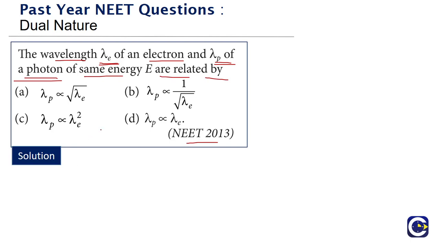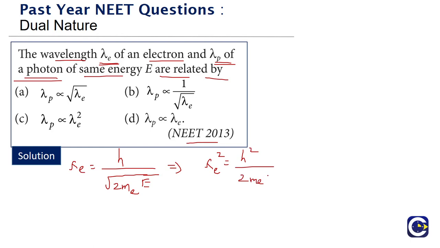See, for the electron, the wavelength is related by the de Broglie formula. It is h by root 2mk, where k is the energy of the electron. If you square on both sides, what do we get? Lambda electron square is equal to h square by 2 times the mass of the electron into E. Let us keep it as equation 1.